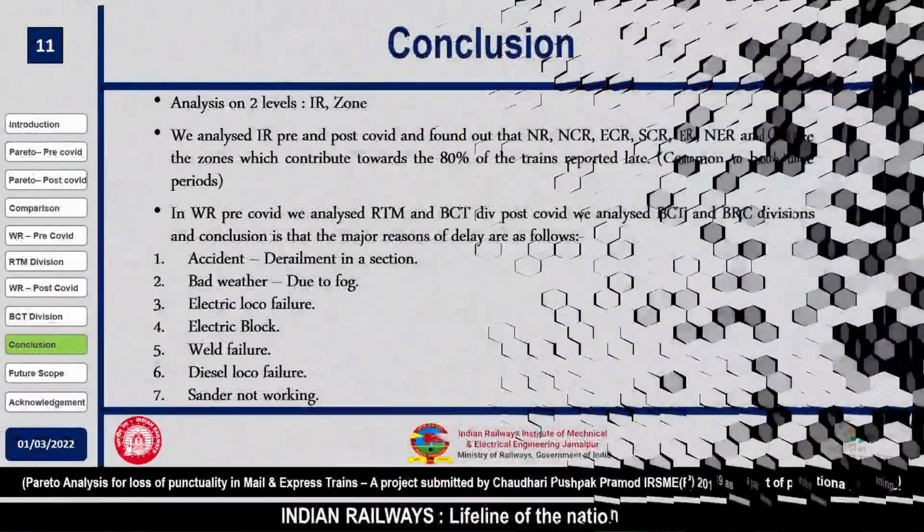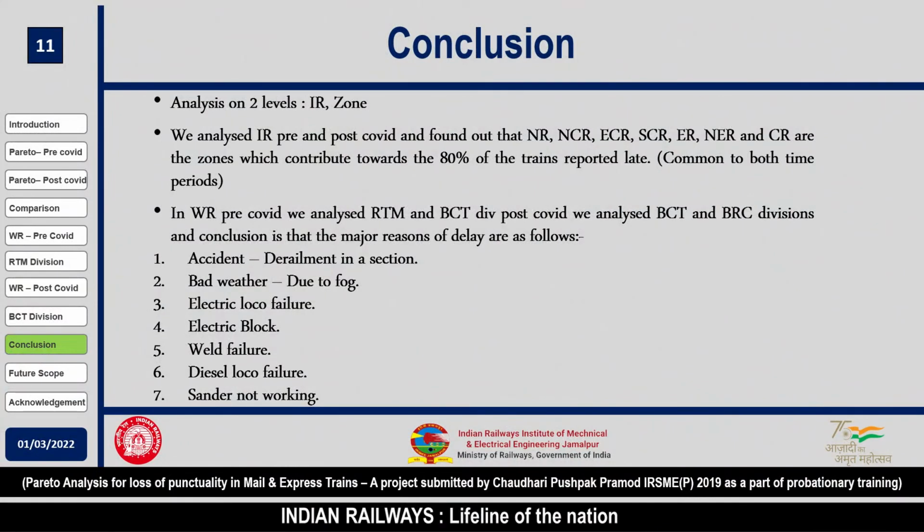Moving forward to the conclusion, we have done analysis on two levels, that is the Indian Railway and the zonal level. As we have seen in the comparison, Northern Railway, North Central Railway, East Central Railway, South Central Railway, Eastern Railway, North Eastern Railway and Central Railway are the zones that contribute towards 80% of the trains reported late. These are common to both periods, that is pre-COVID, January 2020, as well as post-COVID, November 2020.